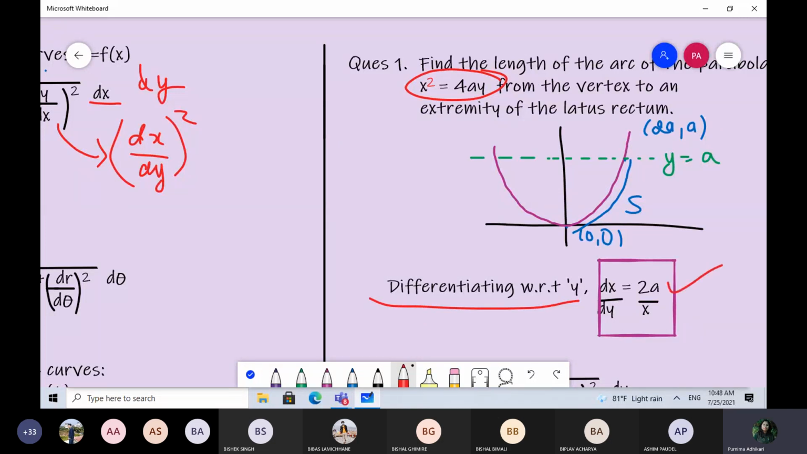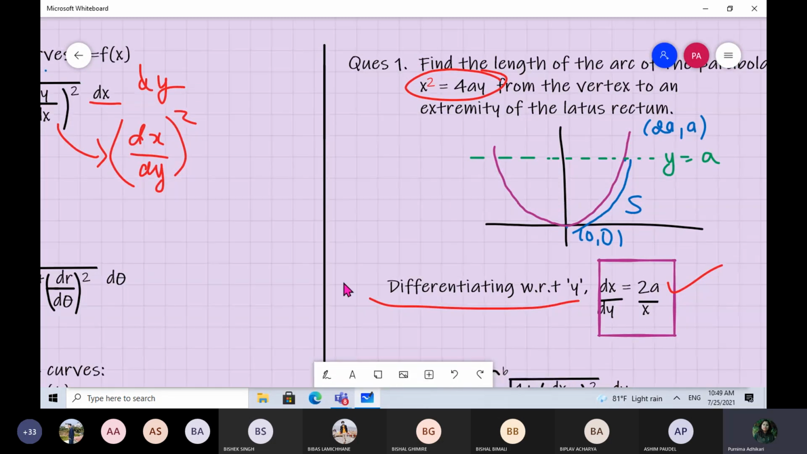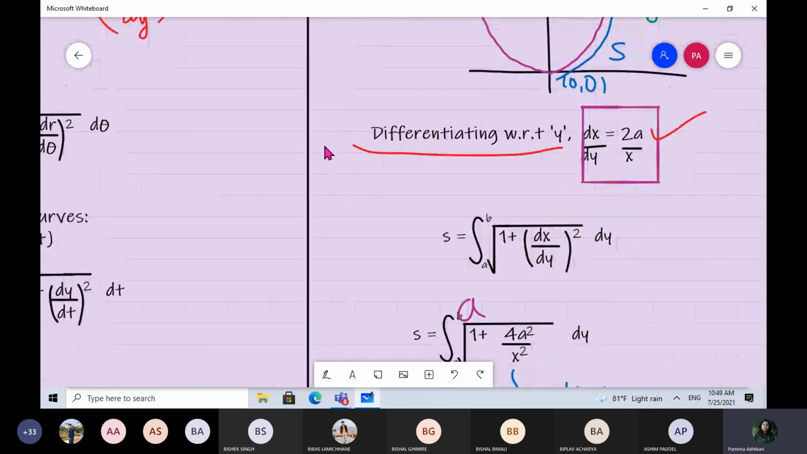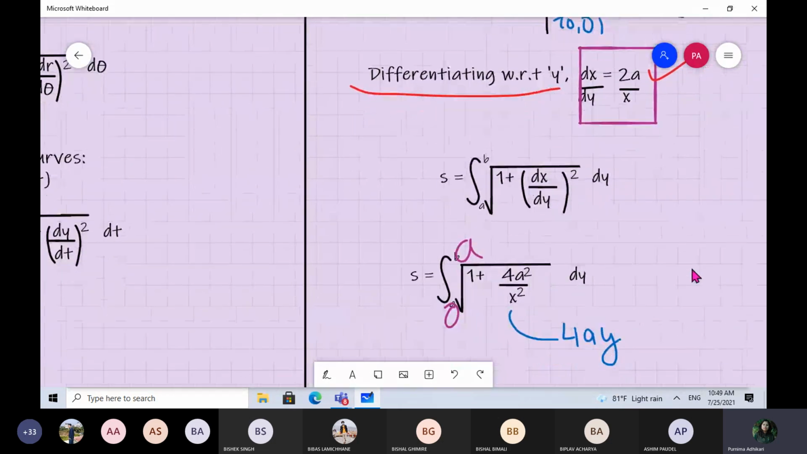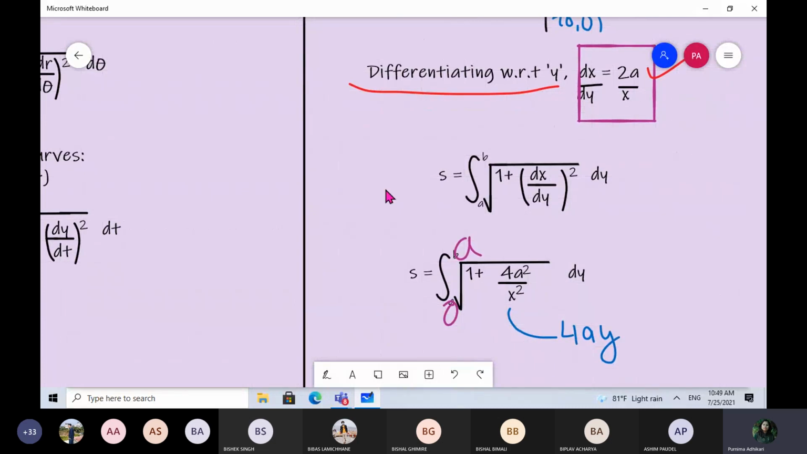You will get your dx over dy, 2a over x. Plus or minus? Okay. So now we will just apply your formula. Our dx over dy is 2a over x, squared.